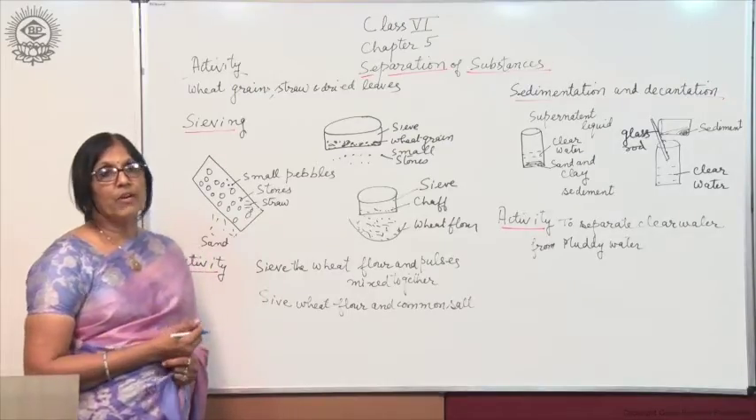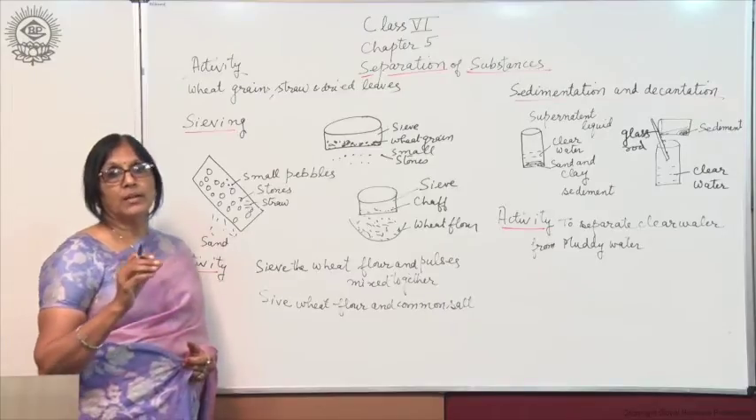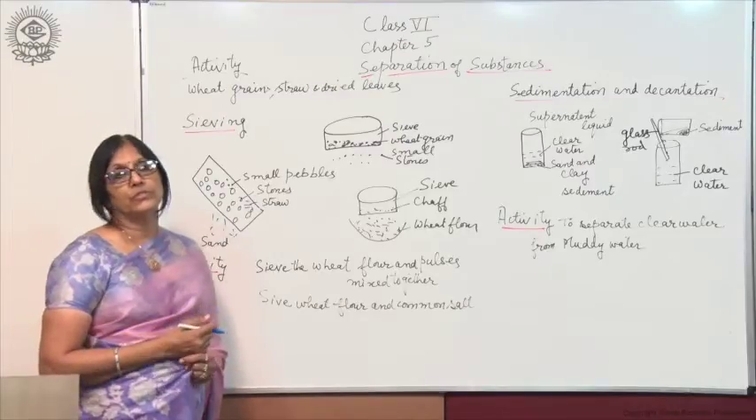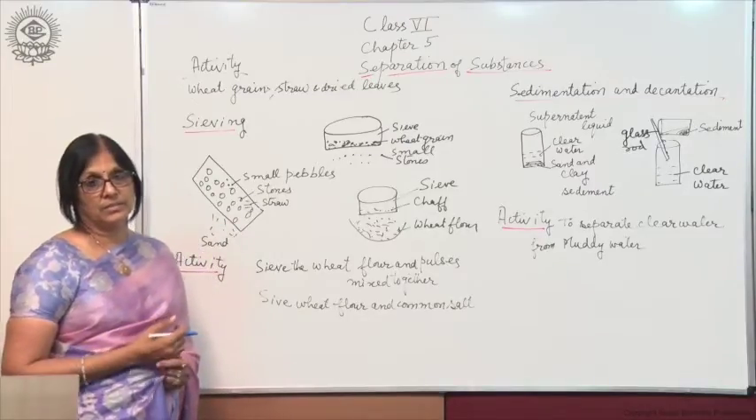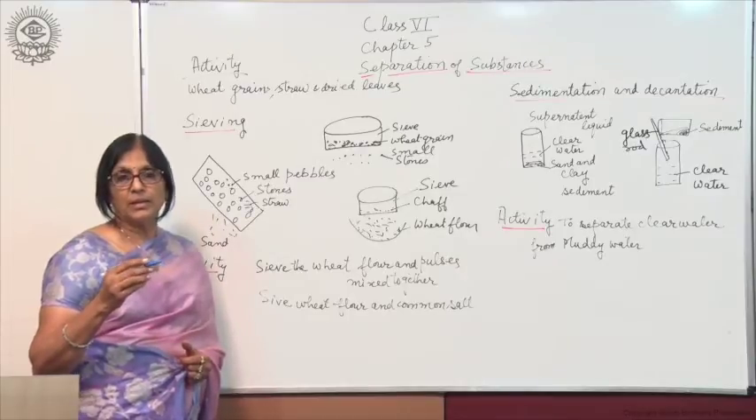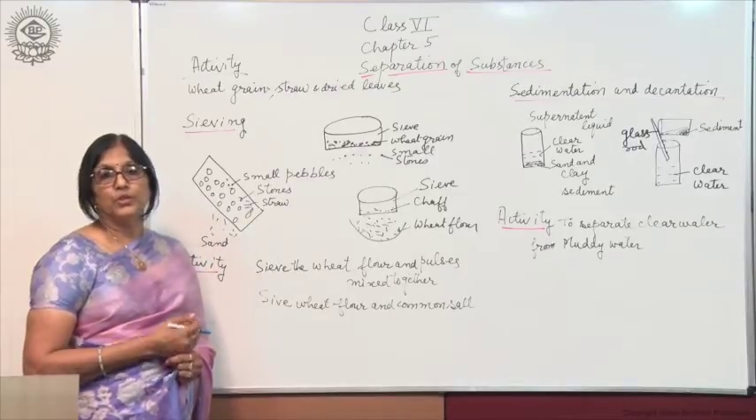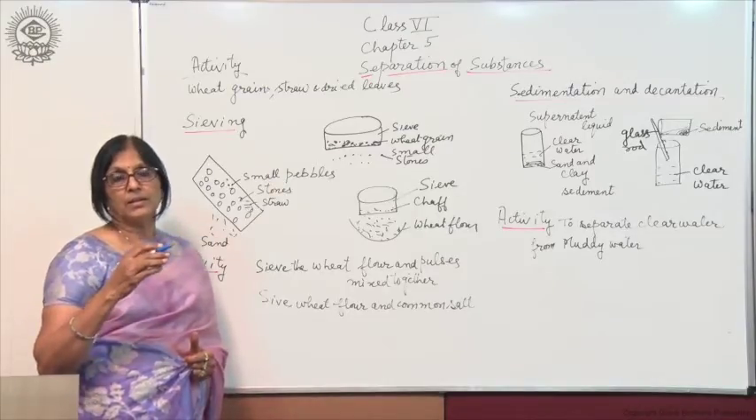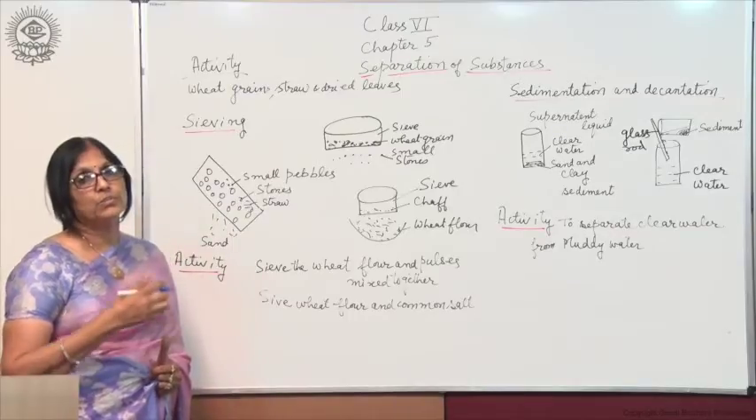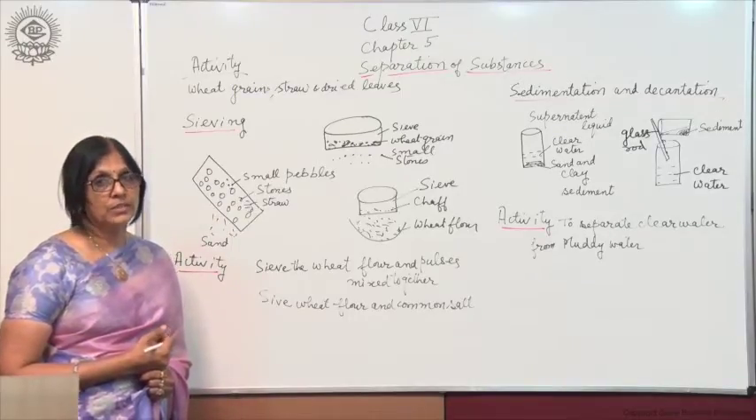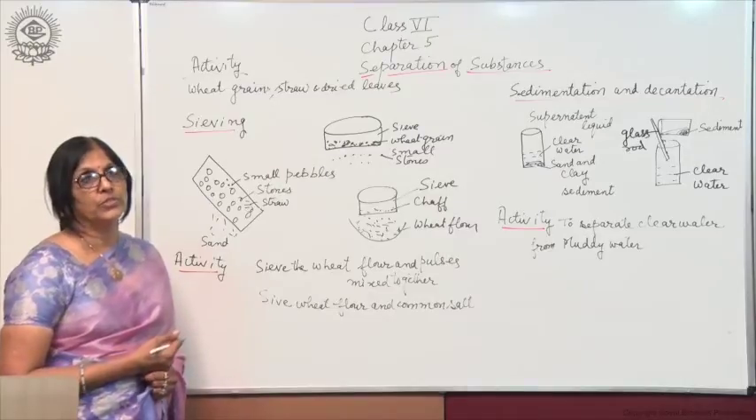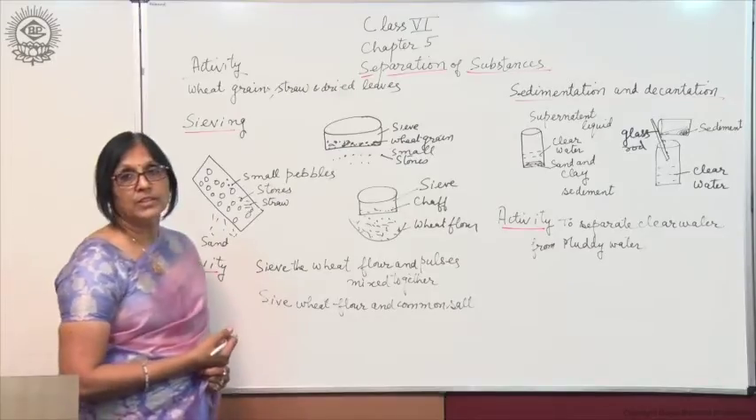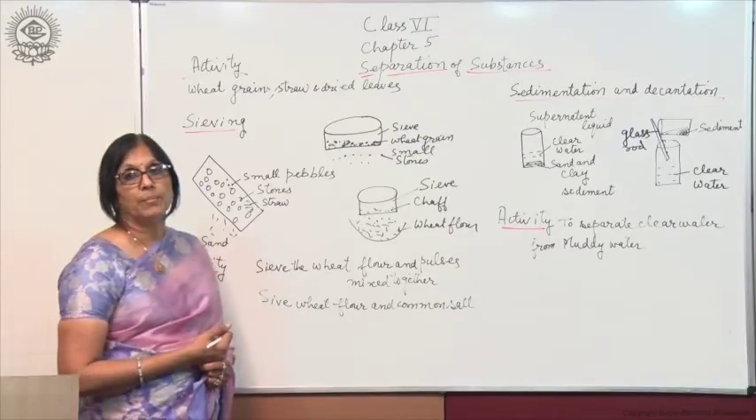So, what is the condition required for sieving? That the particles of the two constituents of the mixture should be of different size. The size of the particle of one of the constituents should be bigger than the size of the hole of the sieve and the size of the particle of the other constituent should be smaller than the size of the hole of the sieve. Then only the sieving process will be useful. So, do perform this activity so that you learn more about these separation processes.